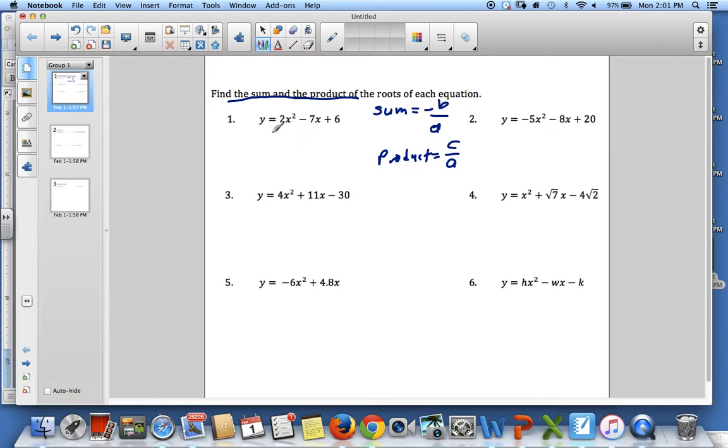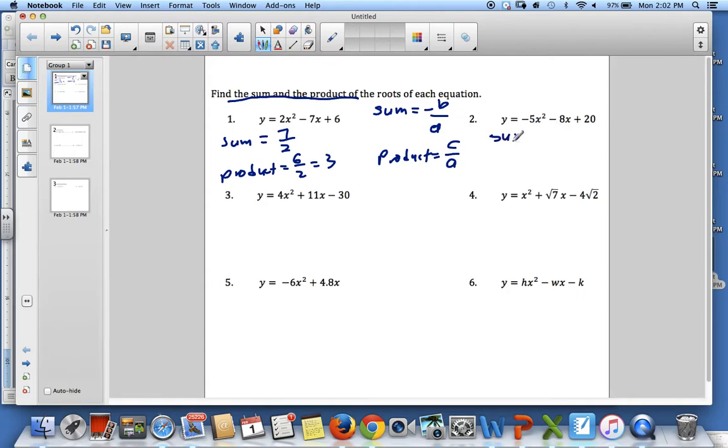We're simply going to look at this and say here the sum is negative 7. B is negative 7. It says the opposite of negative 7, so that's going to be positive 7 over 2. And the product is going to be c over a, which is 6 over 2, which is 3. That's it. We're done with that problem. All these problems should be done in about 30 seconds each.